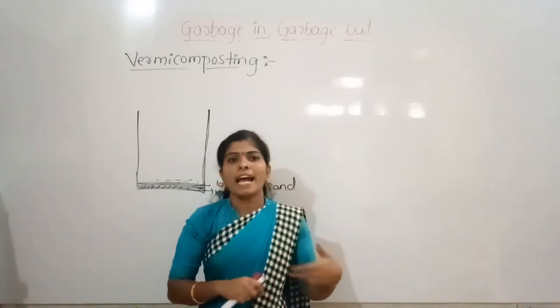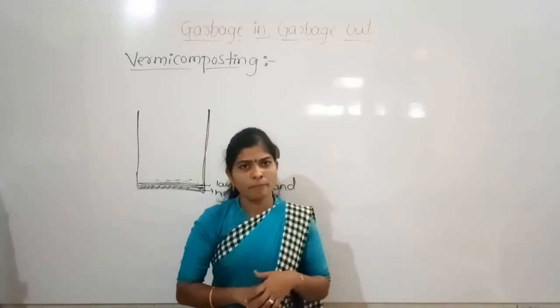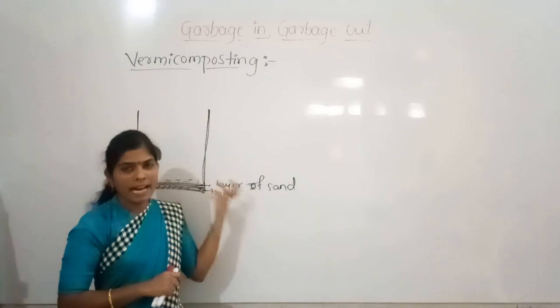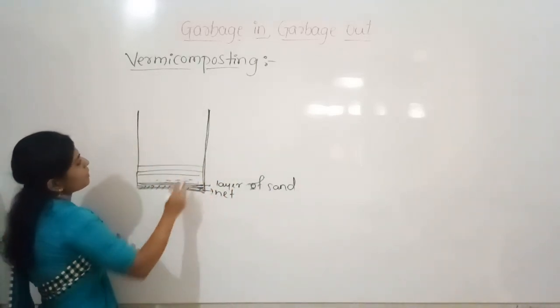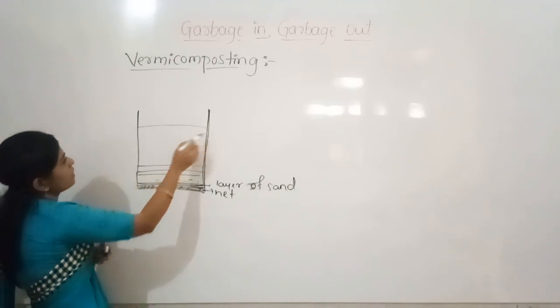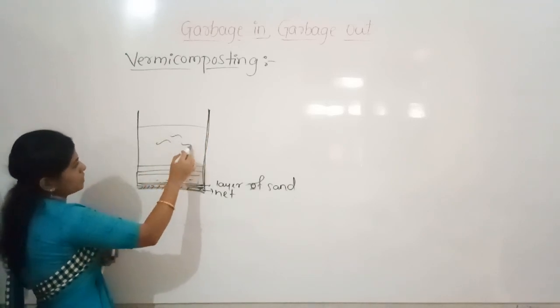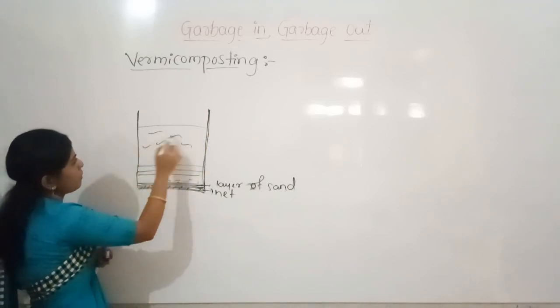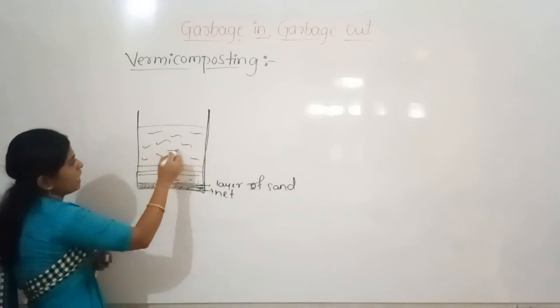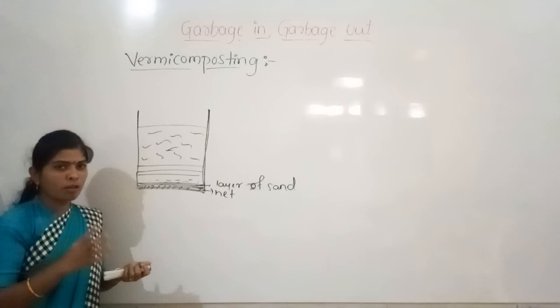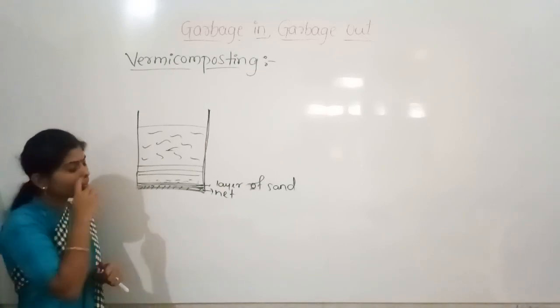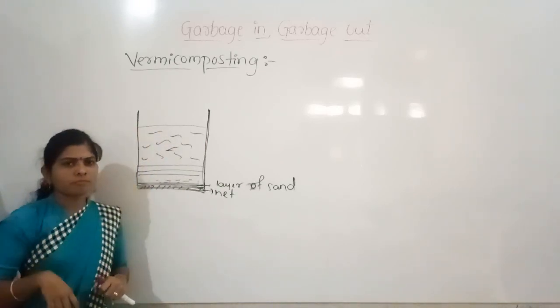Okay, and you can add some cow dung, some animal dung, here. And then you can make the layers like this. And then here you can put some worms. Some red worms you can buy. Some farmers are rearing red worms, and you can buy the red worms from such farmers and just add them here.